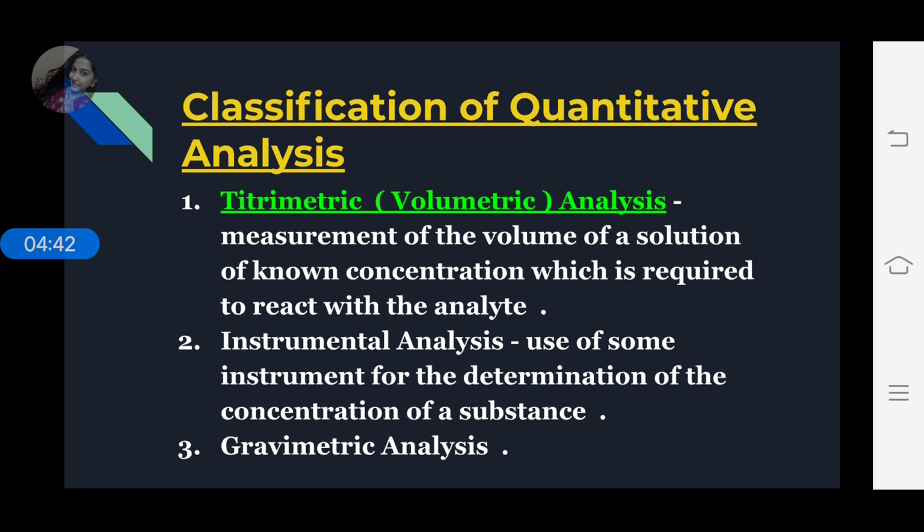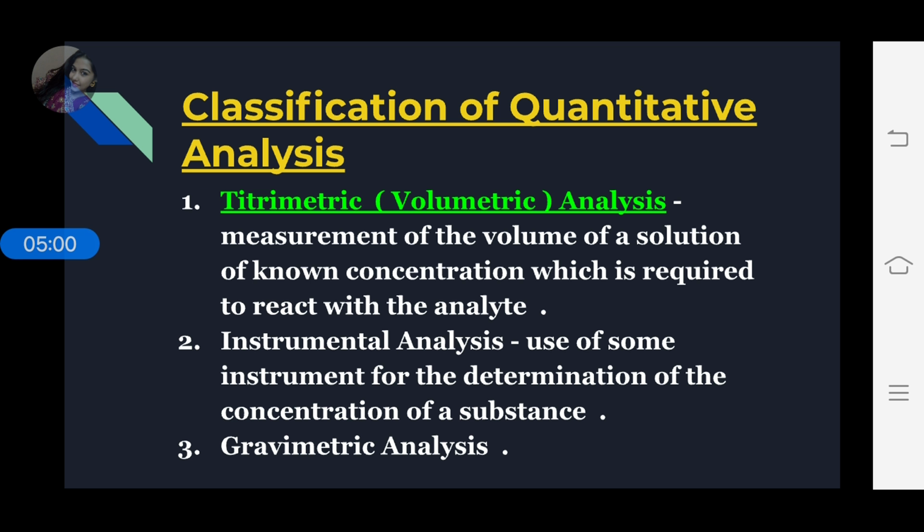Next, let us see the classification of quantitative analysis. Again and again we are saying quantitative analysis, but what kind of practicals are included under your quantitative analysis? Three types are included there. First is your volumetric analysis, also known as titrimetric analysis.